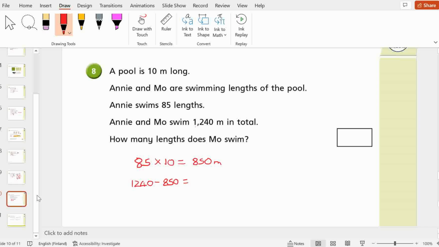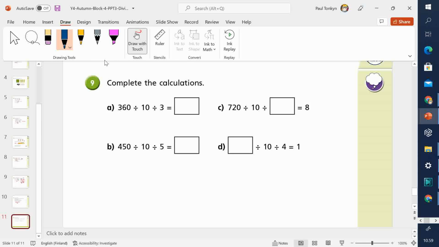That's why we need to be quick. So I don't know if we have time to work it out, but we can do it like this. 0, and then 4 take away 5. We need to borrow 1 from here to make that 14. Okay, so 14 take away 5 is 9. Good. 11 take away 8, 3. So here we have 360 divided by 10 divided by 3 equals what?